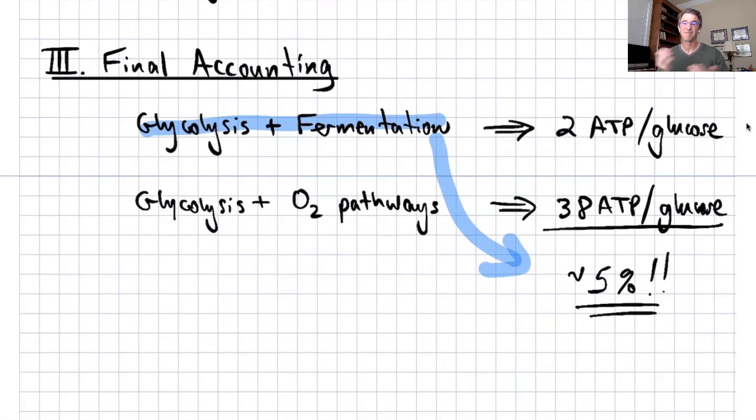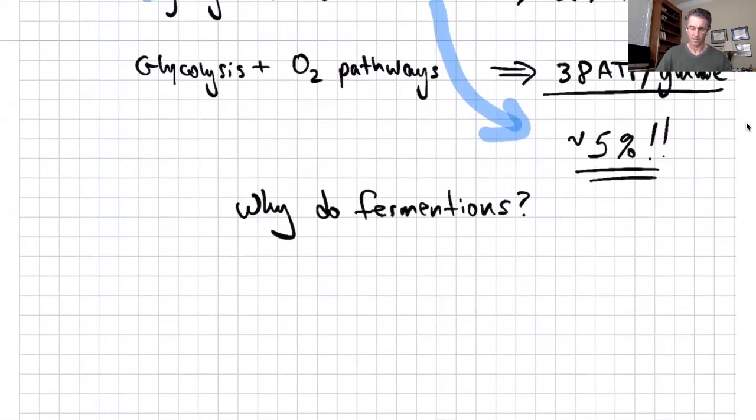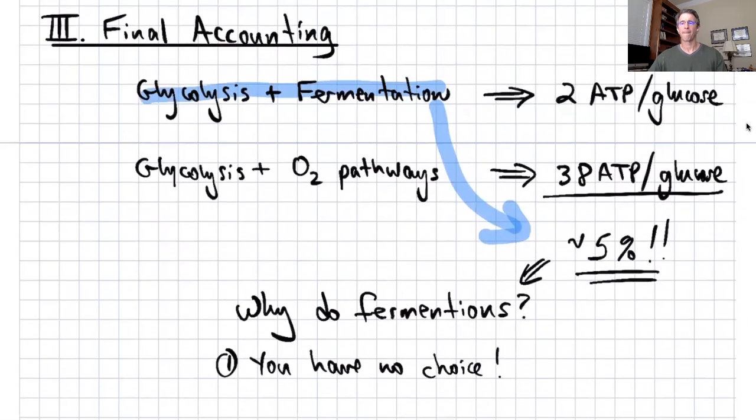So why do it? Why do this, given that fermentations are so inefficient? Well, one reason is you have no choice. Under some circumstances, you have no oxygen. You want to continue to live, or you continue to run those deep tissues you can't get any oxygen to. 5% is better than zero.